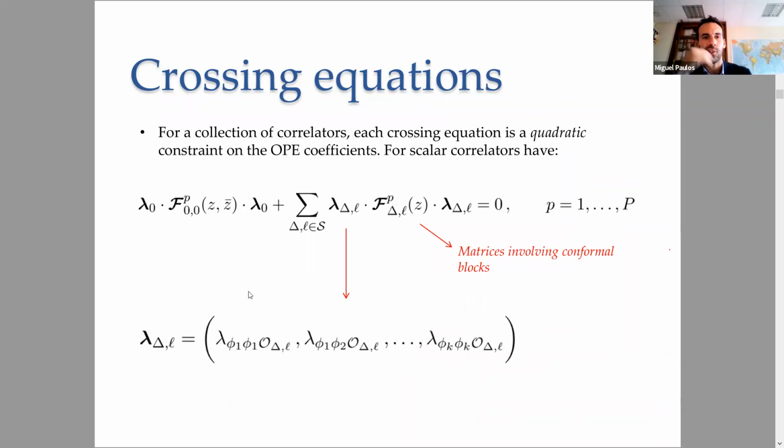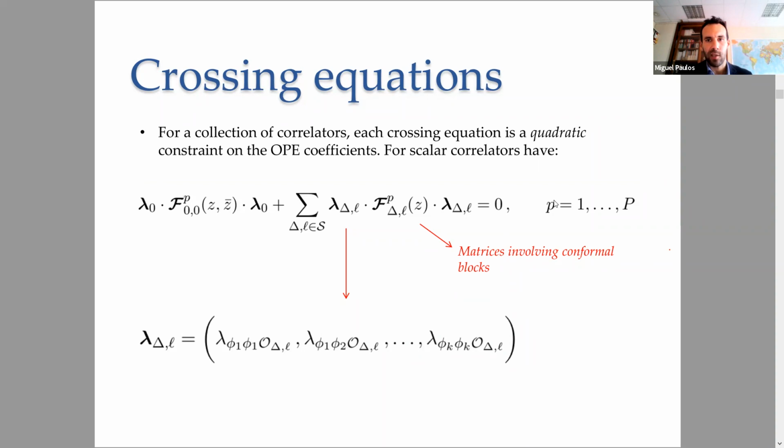In general, you want to consider constraints for a collection of correlators where you consider many external scalar fields. And the point is that each crossing equation that you get will always be some quadratic constraint on the OPE coefficients. Okay, so if you consider just scalar operators as external legs, it turns out that in the end, the full collection of crossing constraints can be written as some kind of inner product between some vectors of OPE coefficients against some matrices, these curly Fs.